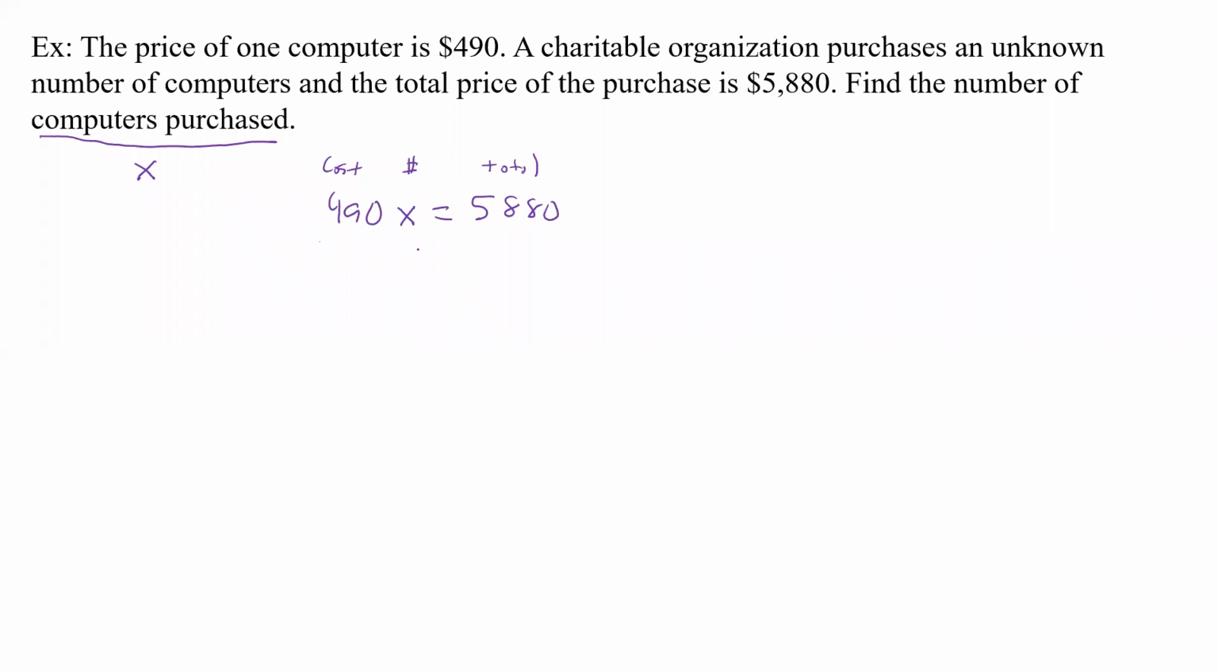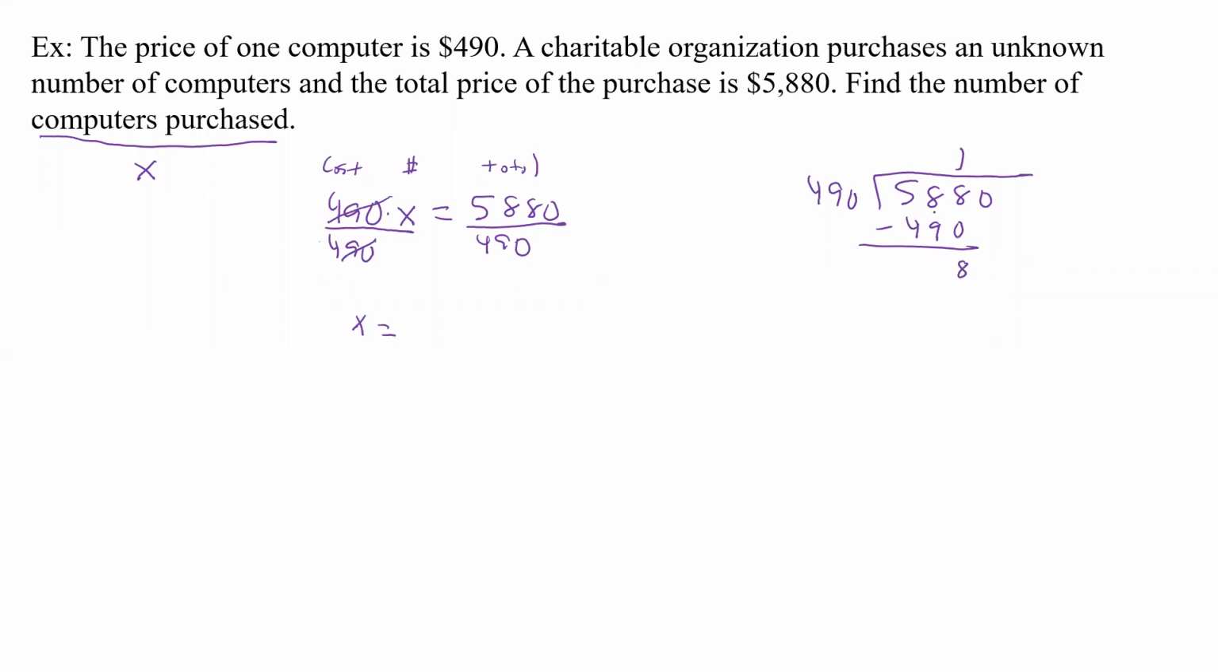Okay. So now what we have to do is think about what we need. Well, here we have a product, and so that means we have to divide by 490. Okay, so when we do that, that cancels. We get x equals, and now we have a long division. So 490 goes into 5880. Well, 490 doesn't go into 5 or 58, but it does go into 588. So let's subtract that. So 8 minus 0 is 8.